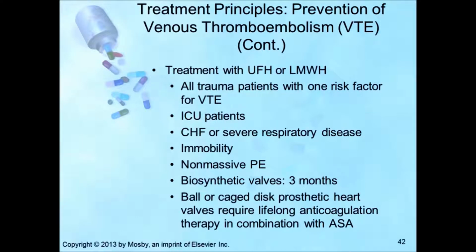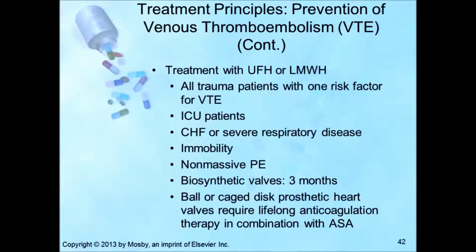In addition, all trauma patients with minimum of one risk factor for VTE, patients admitted to the intensive care unit, those admitted to the hospital with congestive heart failure or severe respiratory disease, and those who are immobile should receive routine thromboprophylaxis with low molecular weight heparin and mechanical methods. Patients with confirmed non-massive PEs are treated with intravenous unfractionated heparin or subcutaneous low molecular weight heparin.